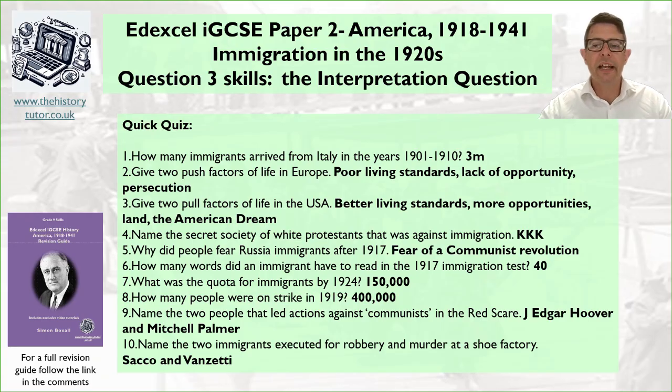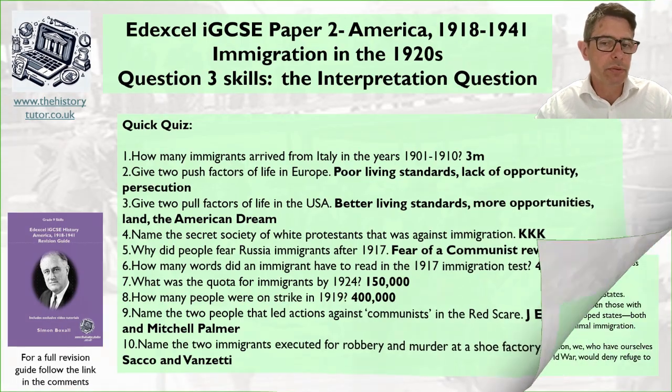Then the 2 people that led actions against communists in the Red Scare, so we've got J. Edgar Hoover and Mitchell Palmer with the Palmer raids. So they're worried about migrants causing problems with the potential communist revolution and all those strikes developing as well. Get the idea of the Red Scare. Question number 10. Name the 2 immigrants executed for robbery and murder after the murder at the shoe factory. They were Sacco and Vanzetti, showing this negative bias towards migrants, that they're perhaps all criminals.